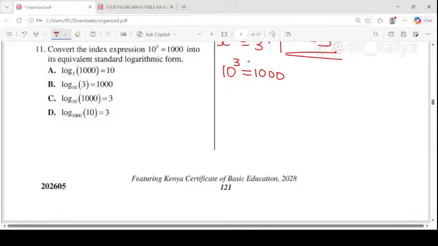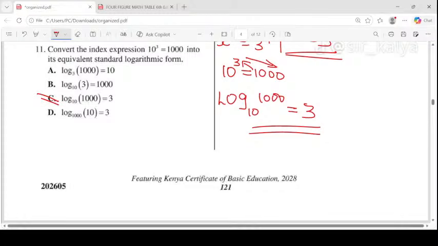In logarithmic form, the power will drop to the right, then this answer goes and becomes the new power. Then you introduce the log. So I'm going to have this as log to base 10 of 1000 being equivalent to 3. That is now its logarithmic equivalent. Looking at my choices, I have choice C for cat, matching what I've gotten there. And that is how you respond to that particular question.